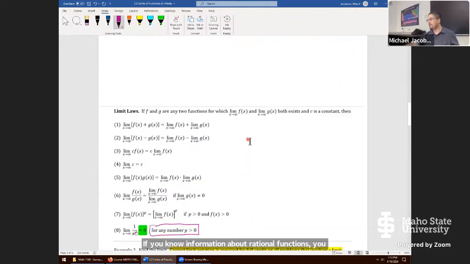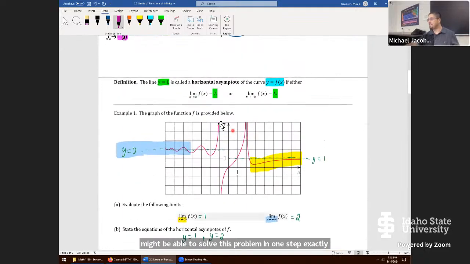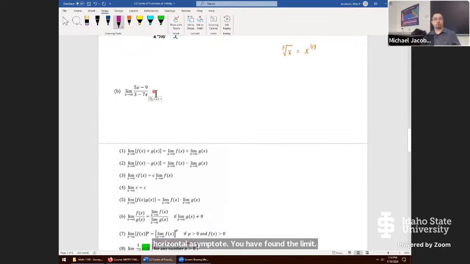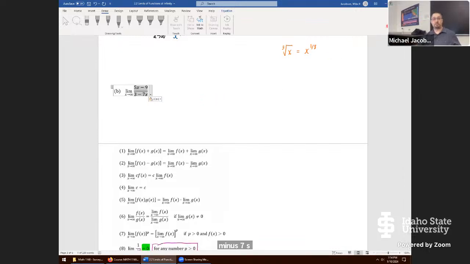Because recall, there's a theorem here that says, if you have a horizontal asymptote, you have found the limit. So looking at this problem here, anyone happen to know what the horizontal asymptote would be for this rational function, 5x minus 9 divided by 3 minus 7x? That's definitely a random question. If we're not sure, no worries. There's another way to do this. The process goes like this.